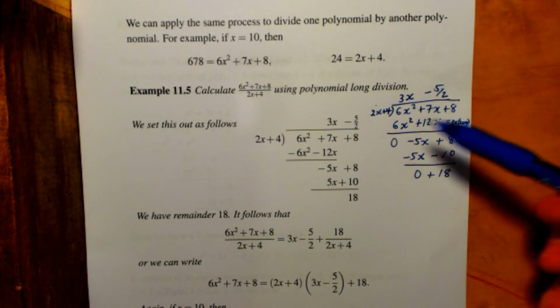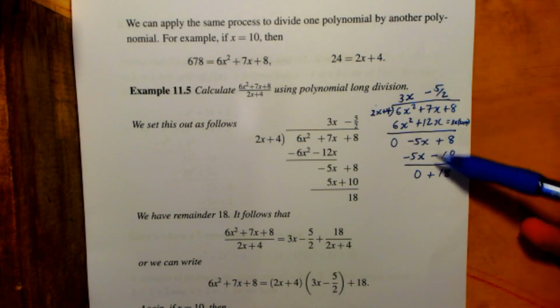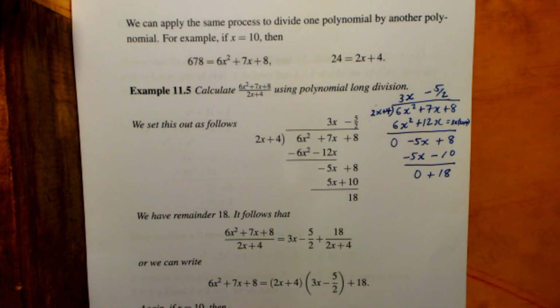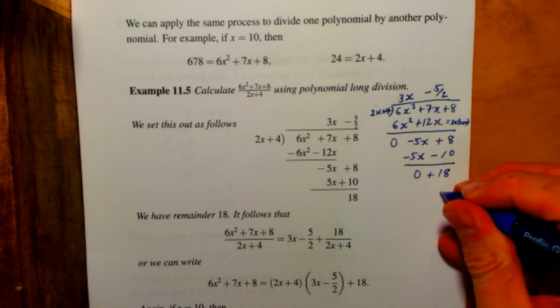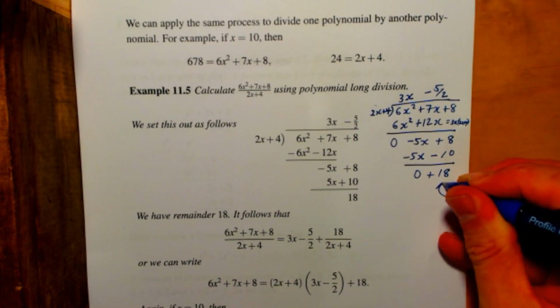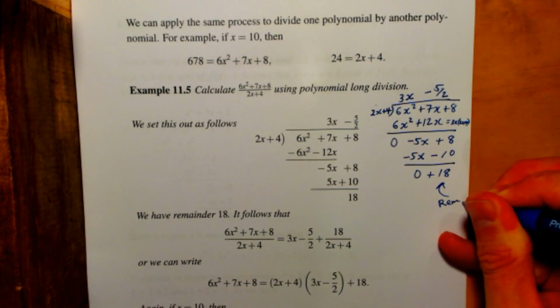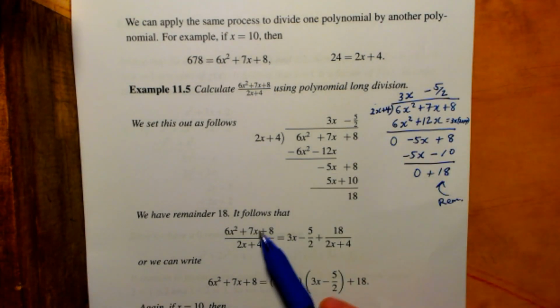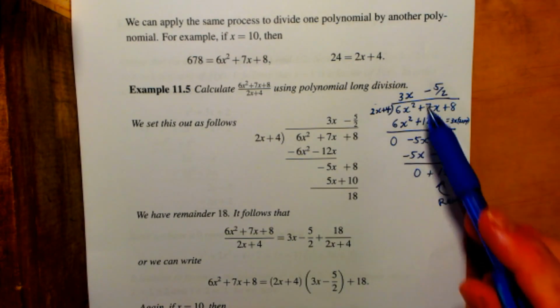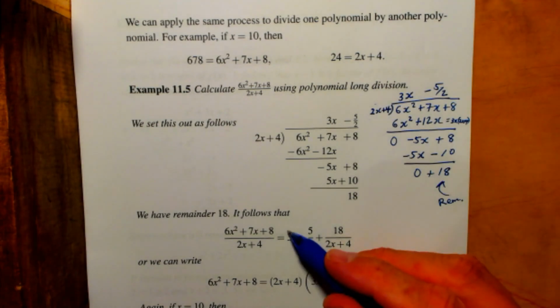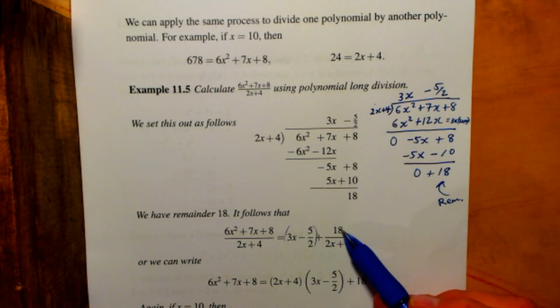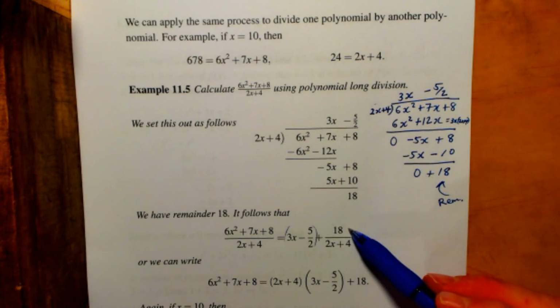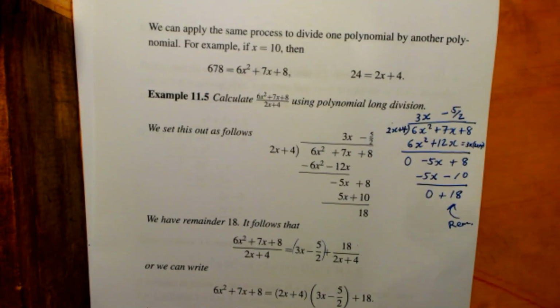All right, so next we ask, okay, what is 18 divided by 2x? Well, that's not an integer, right? So we stop here and we call this the remainder. So that's our remainder. Okay, now how do we express that? Well, we express it like this. We have that this quotient over here is 3x minus 5 over 2. That's what we got there. And then plus the remainder over the denominator. So plus 18 over 2x plus 4.